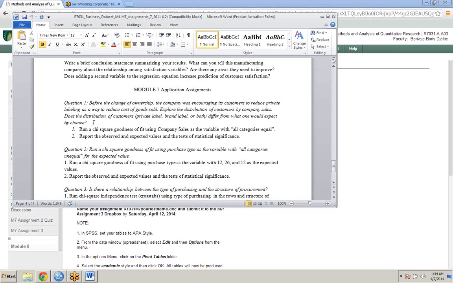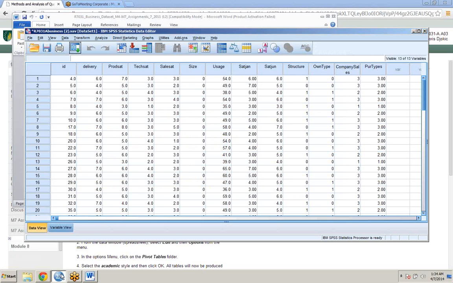This is the idea of nonparametric tests. It's comparing the frequencies. So if we have 3 labels, we have to have them basically equally distributed. Or we're going to compare to the real data that we collected from the sample and make a decision on expected value and test of statistical significance. All right, so let's look at the SPSS data set. The SPSS data set is here.